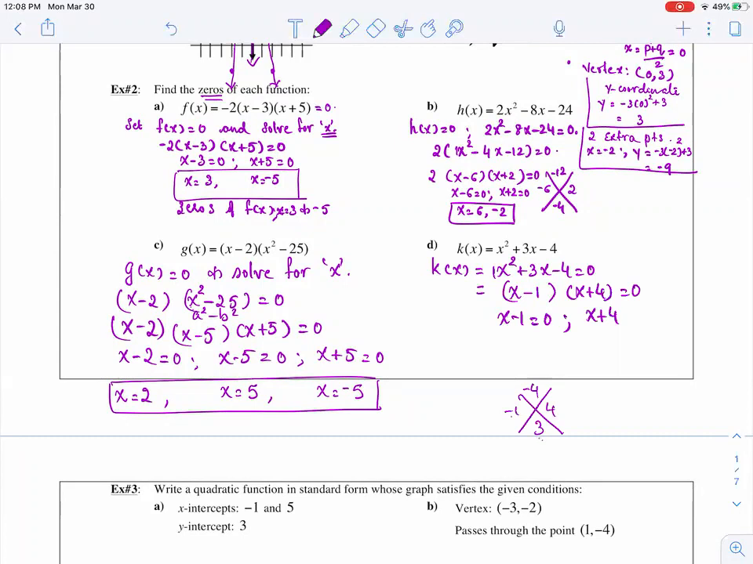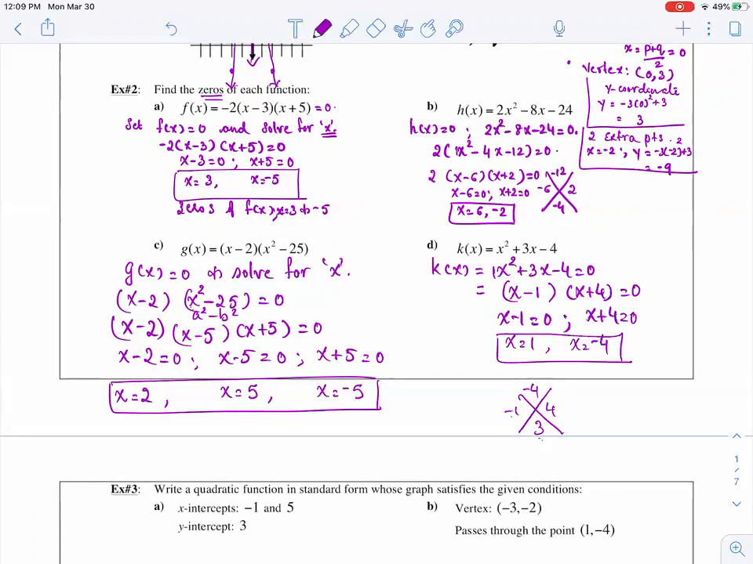Otherwise, you won't get a +3. Okay? Right. All right. So you get x is equal to 1 from the first one, and x is equal to -4 from the second one. So there are two zeros, 1 and -4.